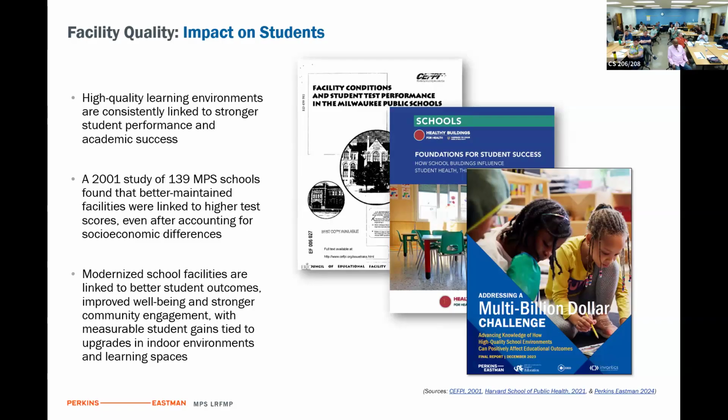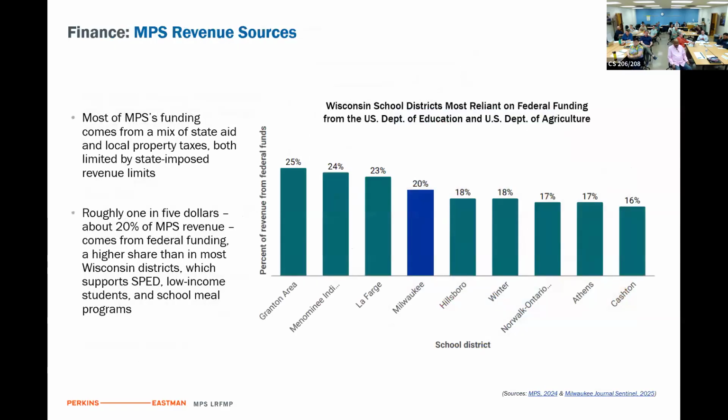An MPS study from 2001 about correlations between facility conditions and student test scores. The Harvard School of Public Health put out a meta-analysis looking at the impacts of healthy buildings on students. And finally, a large research report that our firm did with the Drexel School of Education, looking at modernized schools in DC public schools and Baltimore City public schools, and the differences between modernized and non-modernized buildings. Great resources, highly recommend.